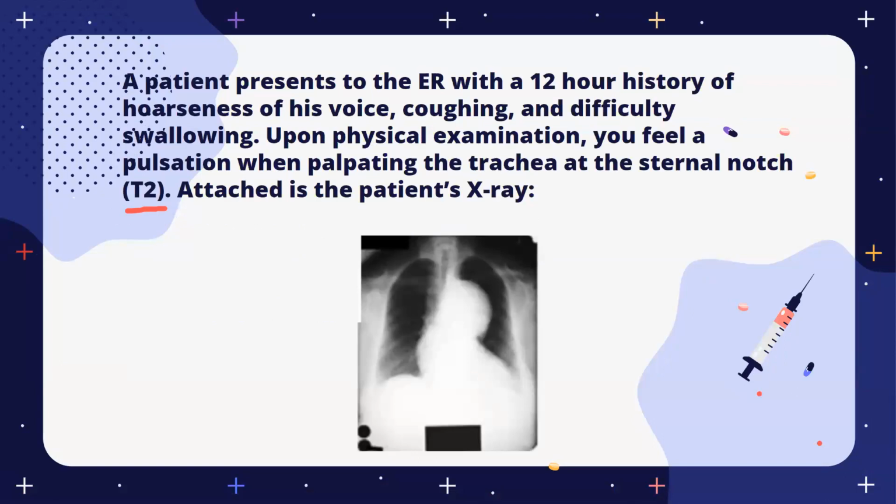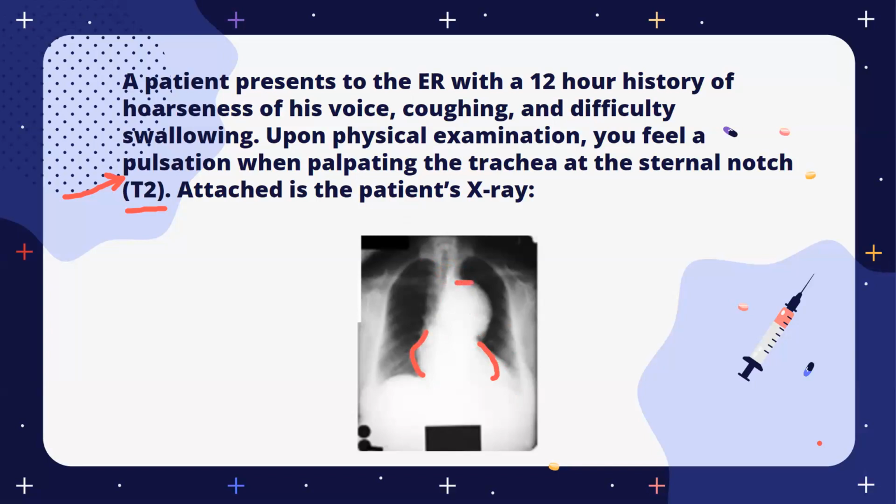So, you look at the fact that the patient has these classical symptoms, okay? What's really important to take note of in the stem of the question is the fact that there's a pulsation at the trachea. So whenever you palpate here at T2, you're going to feel a pulsation, which is, again, not normal. It means that there is some sort of an artery present in this region. If you look at the X-ray, this is a dead giveaway for thoracic aortic aneurysm. Why is that? If you look at the cardiac silhouette here, it's not bad. It's slightly dilated, but it's not too bad, right?